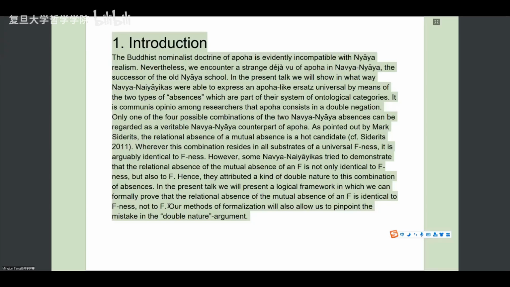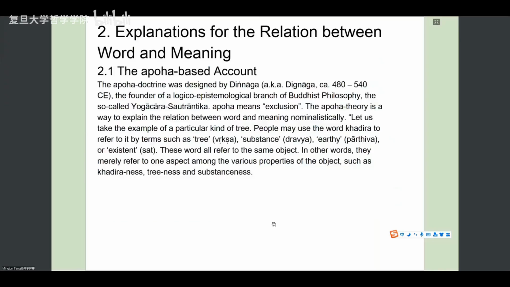And my formal framework in which I can prove this formally will also give you a reason why this other alternative identity must be wrong. There is a defect in the argument, and I will pinpoint this defect also. So that's what we are going to do in this talk. And this is basically also explained here in the introduction. We can move on to the next slide also.